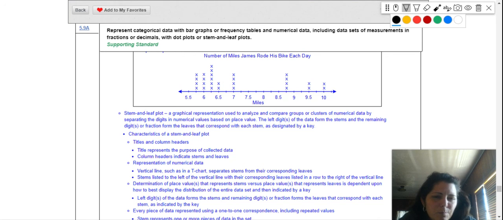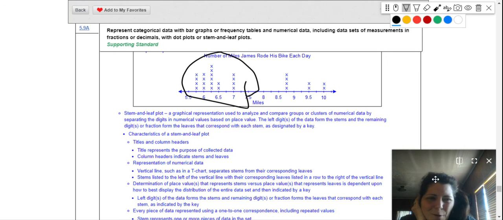And did he ride his bike more, let's say 5 to 8 miles, or did he ride his bike 8.5 miles to 10 miles? Well, you can look at this and tell that the majority of the X's or the dots are on this side. And so you know he rode his bike less than 8 miles more often. So you're able to look at this data and really take it apart and analyze it. All right, good luck, guys.